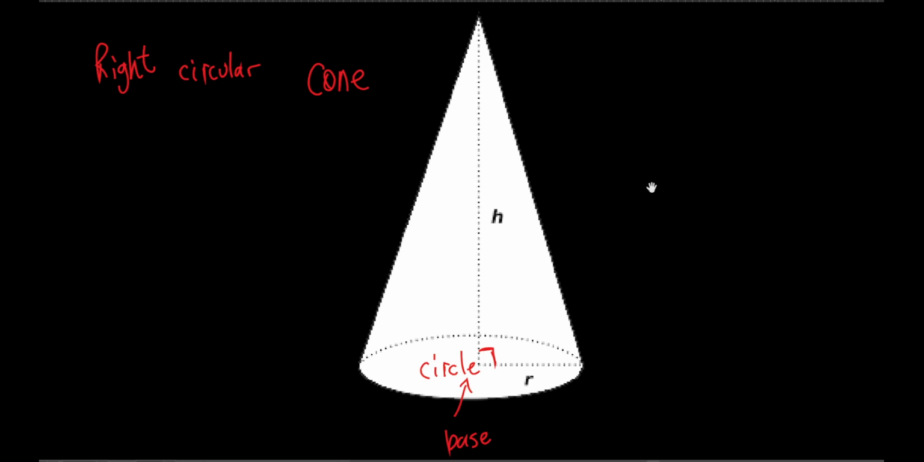This stuff's in the book. If you just want to Google right circular cone on your phone or your computer, a million of them will pop up. So that's basically a right circular cone.